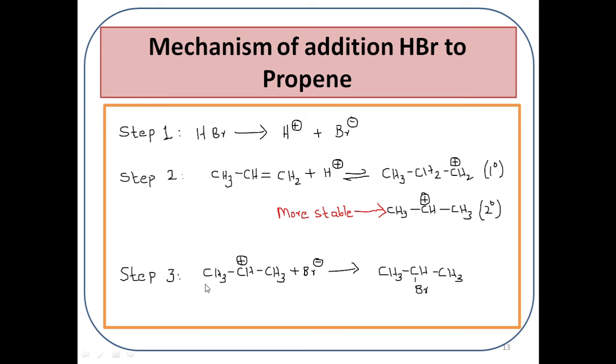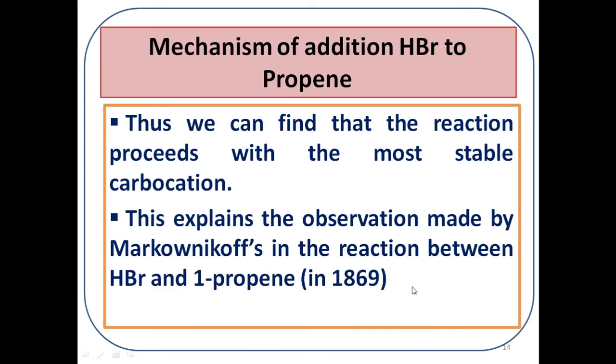In the third step, the secondary carbocation will be attacked by the Br minus to give the addition product, and therefore the addition compound formed here is 2-bromopropane. Thus, we can find that the reaction proceeds with the most stable carbocation.